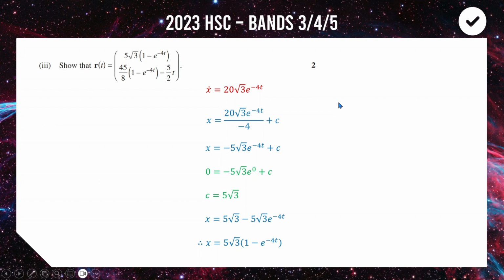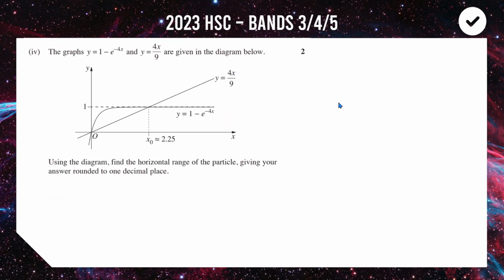Fun stuff. Moving on to the final part, which is, here are the graphs of y equals 1 minus e to the minus 4x, and here's the graph of y equals 4x over 9. We can see the diagram, and we can see that these cross over at approximately 2.25. Using this diagram, find the horizontal range of the particle, giving your answer rounded to 1 decimal place. Okay, so let's think.